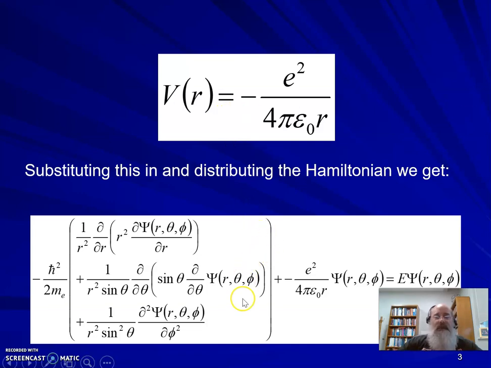Now look what we've done here. We've distributed the wave function to the several terms that are in the Hamiltonian, rather than keeping it outside. And so we need to find, in order to solve the Schrödinger equation, wave functions that fit this particular Hamiltonian.